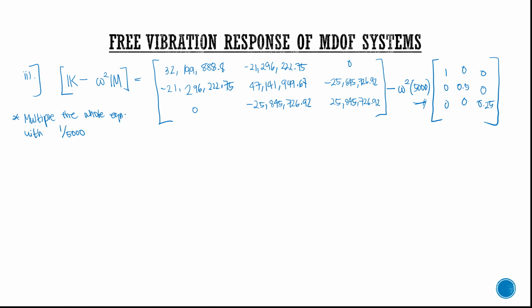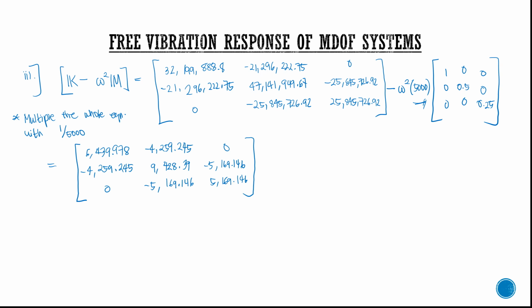Now, if we divide 5,000 to the whole equation, the new stiffness matrix will become... we actually don't need to spread this out. You just divide 5,000 to every single value that is present there. So we divide 32,199,888.8 by 5,000, the 21 million, the 47 million, and the 25 million, etc., by 5,000, and eventually we'll have our stiffness matrix equal to this one. This is our new stiffness matrix.